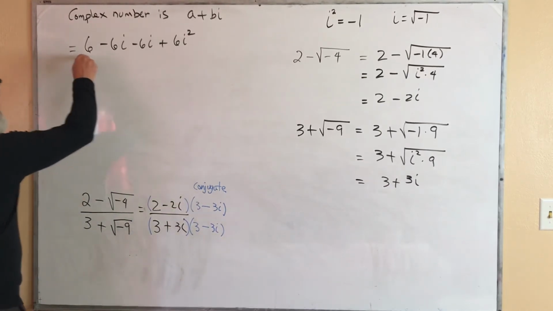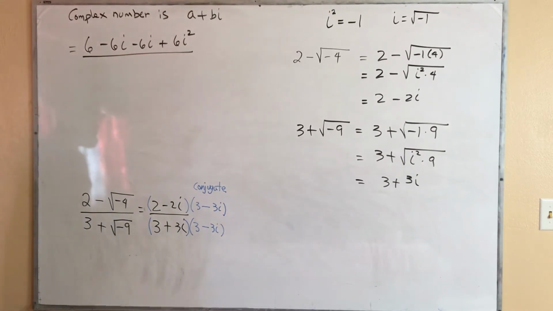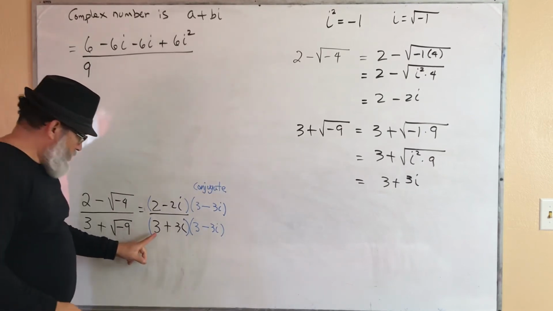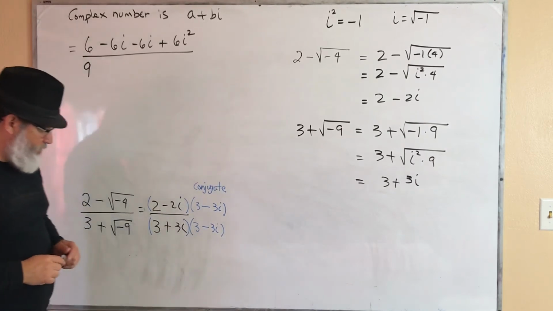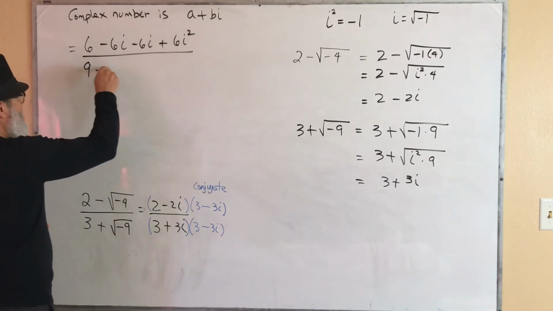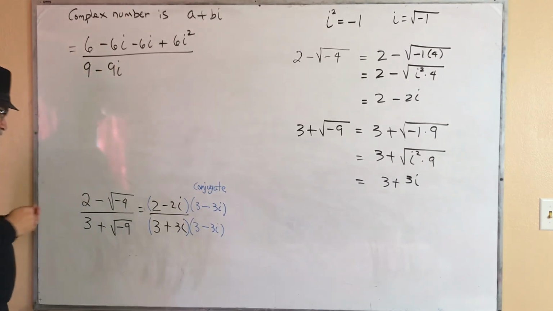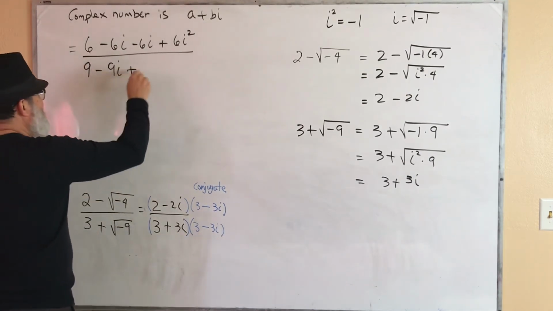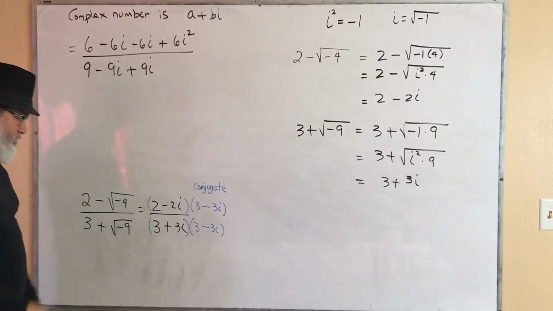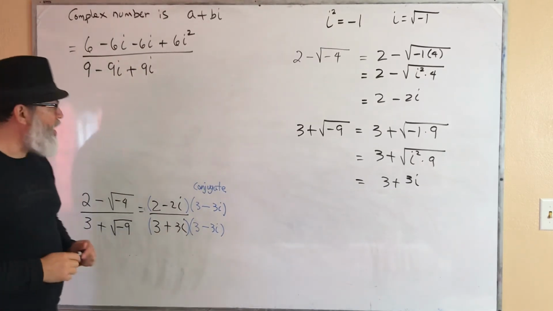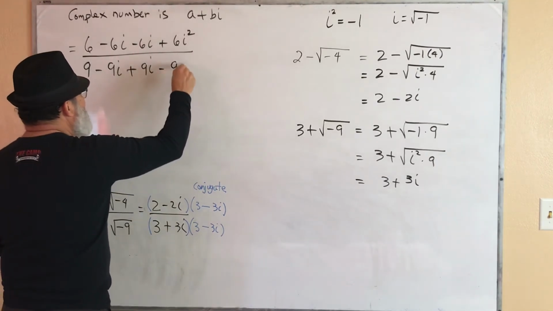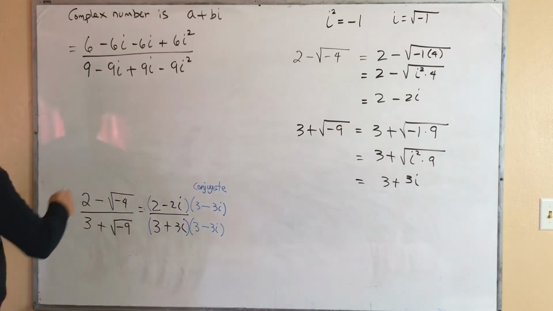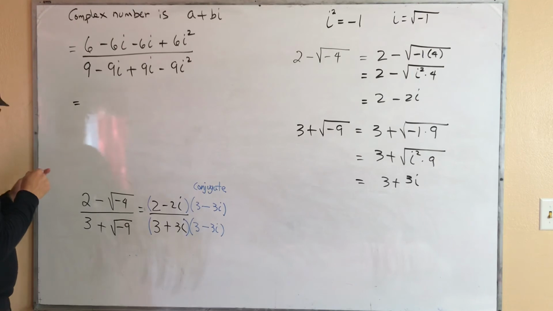Do the bottom. 3 times 3 is 9. 3 times negative 3i is negative 9i. 3i times 3 is plus 9i. 3i times negative 3i is minus 9i squared. FOIL. Simplify.